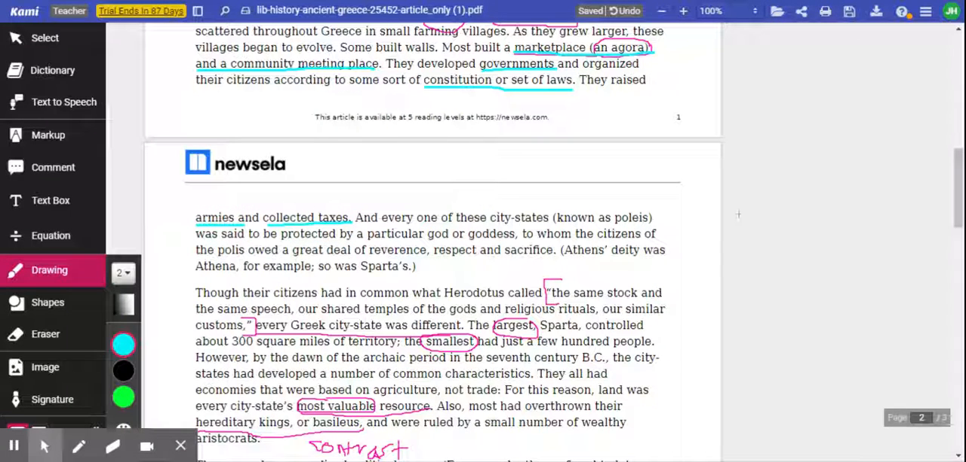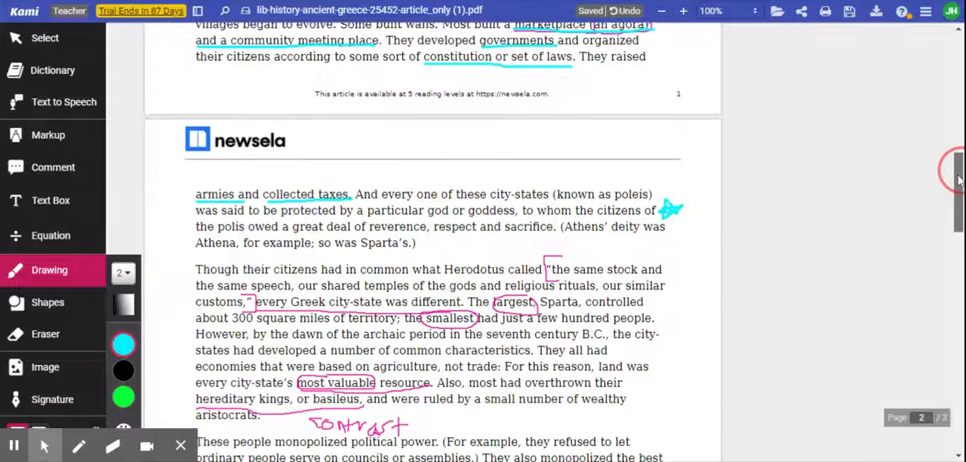And every one of these city-states, known as polis, was said to be protected by a particular god or goddess, to whom the citizens of the polis owed a great deal of reverence, respect, and sacrifice. Depending on your religious beliefs, you could also say that this is a foundation as well in our society. Of course, not everyone follows that, but it could be something that you see as descending from ancient Greece as well.